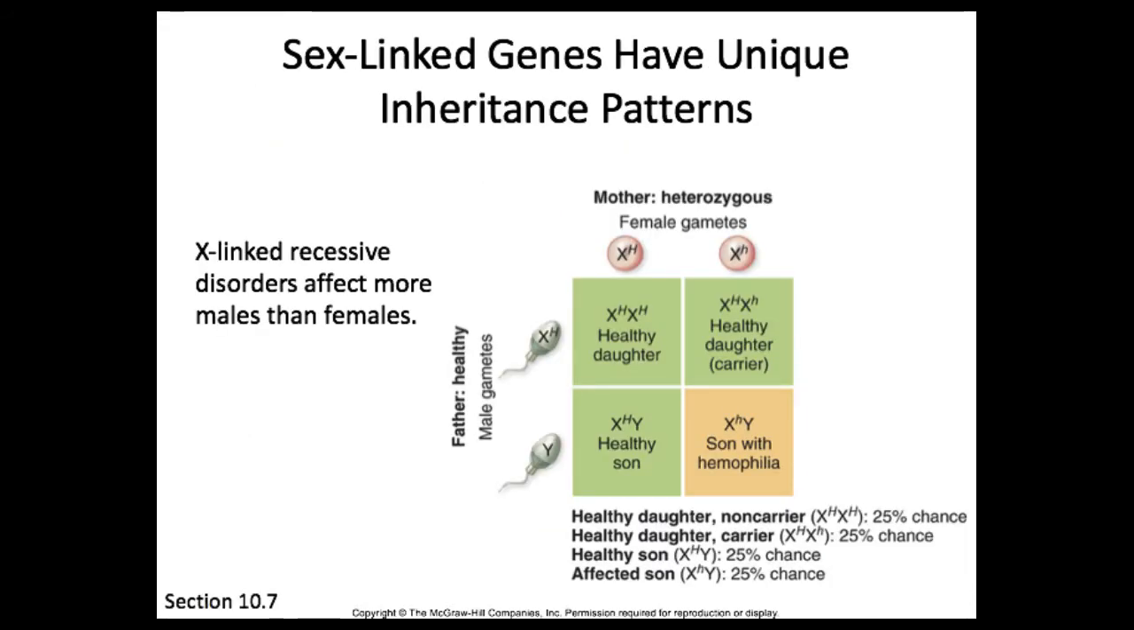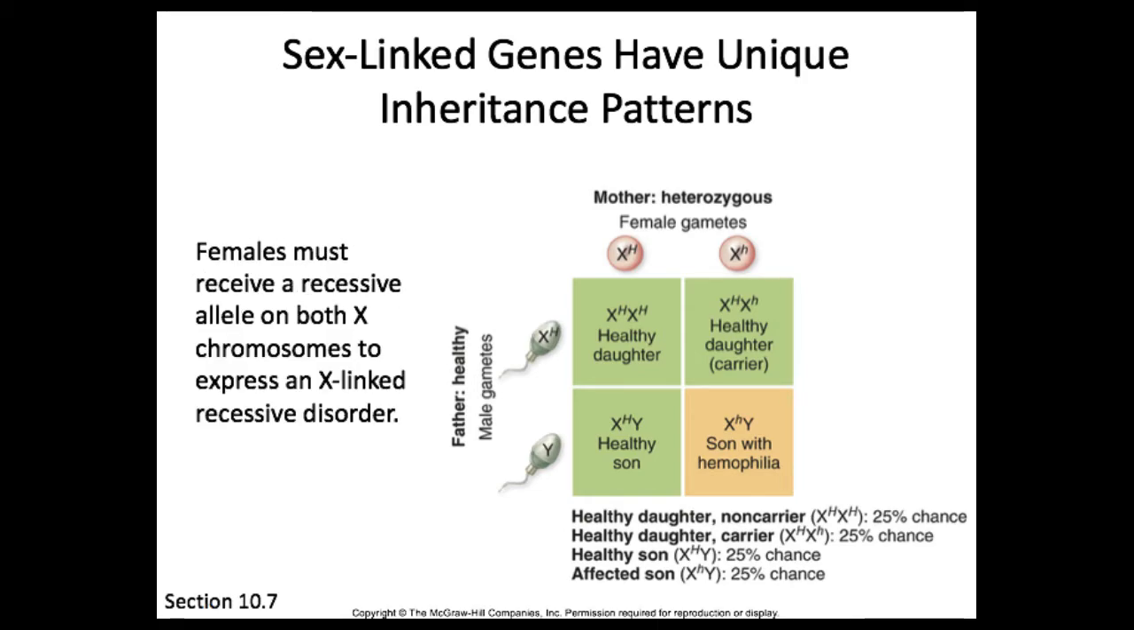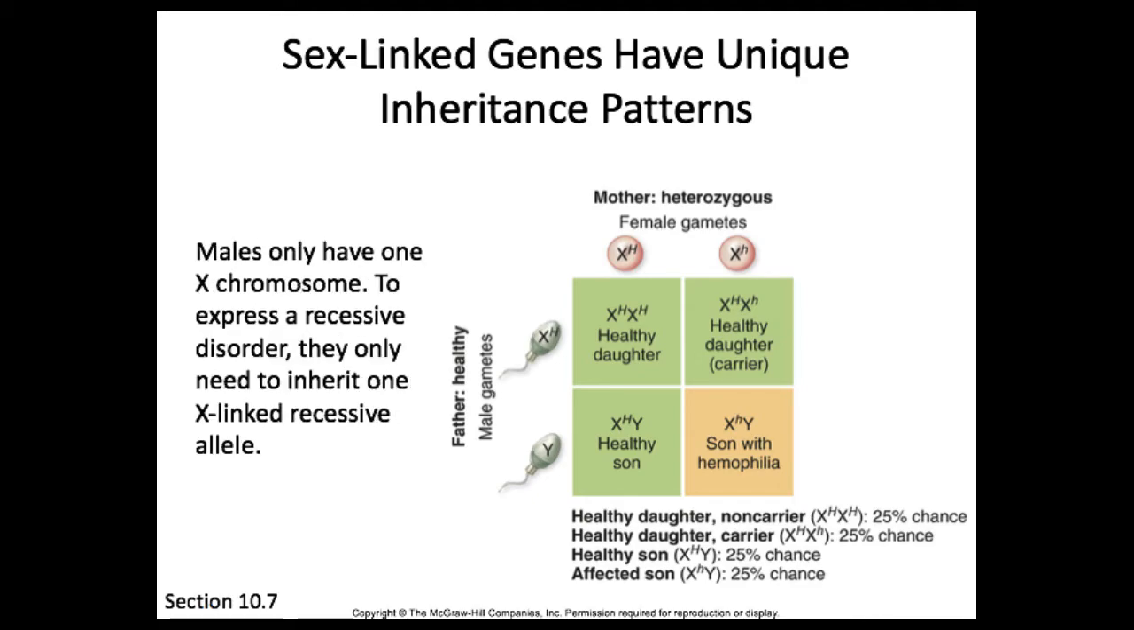Sex-linked genes have unique inheritance patterns based upon if they are linked with the X or the Y, but remember, most of them are linked with the X. And those X-linked recessive disorders affect way more males than females. Females must receive a recessive allele on both X chromosomes to express an X-linked recessive disorder. Males only have one X chromosome. To express a recessive disorder, they only need to inherit one X-linked recessive allele.